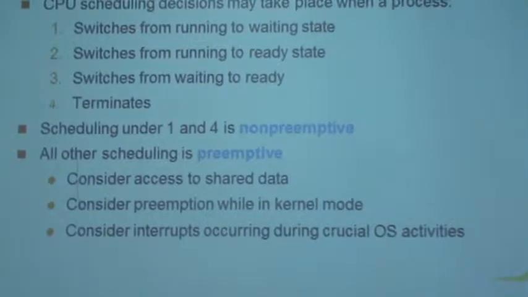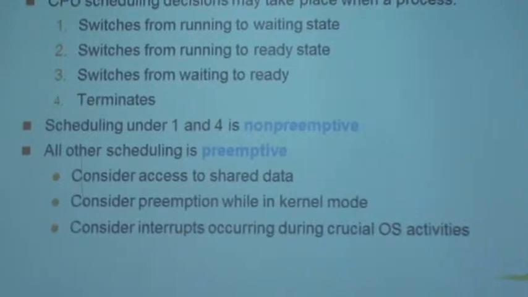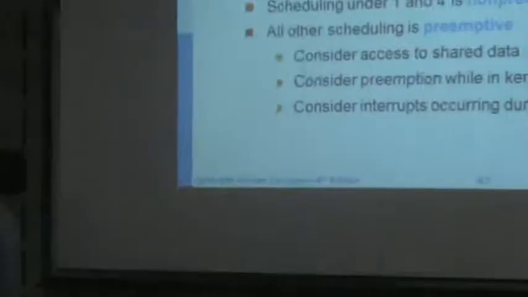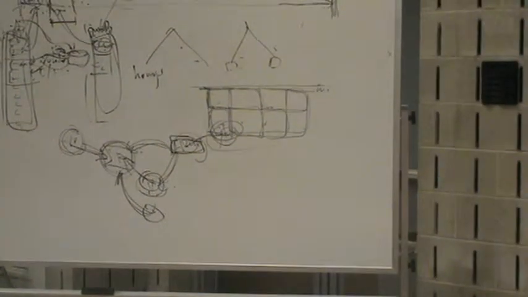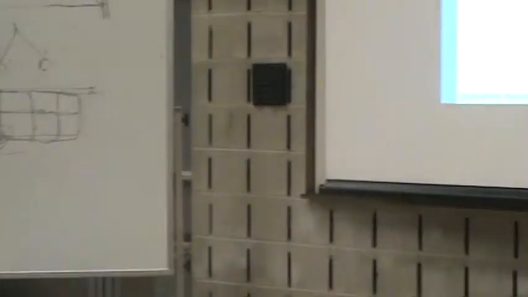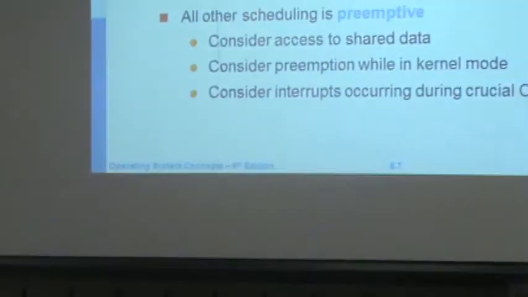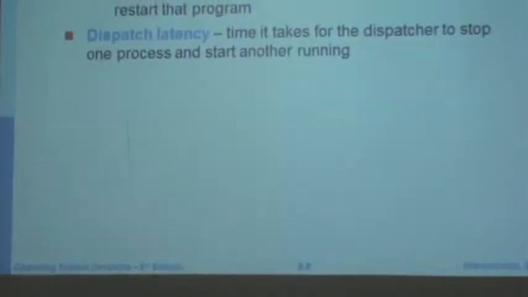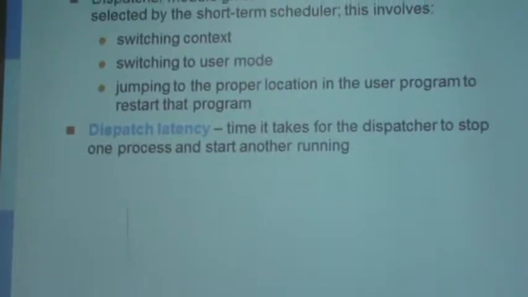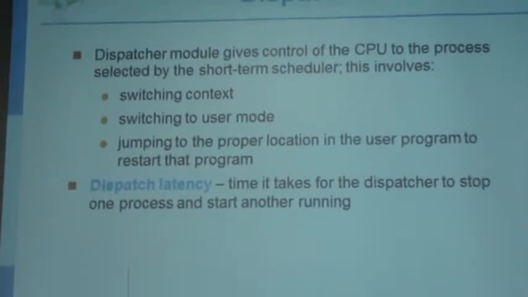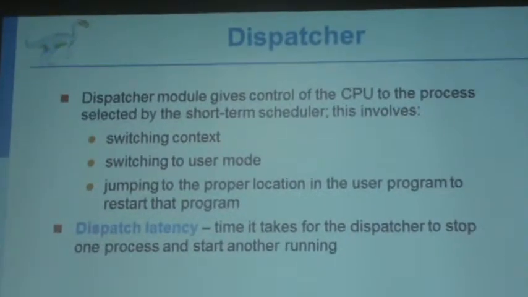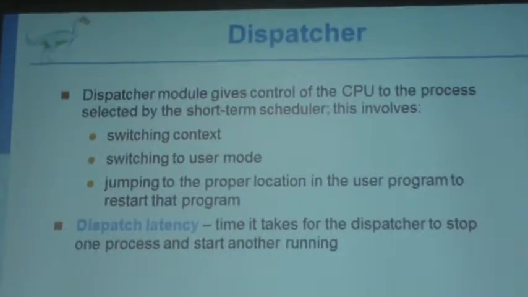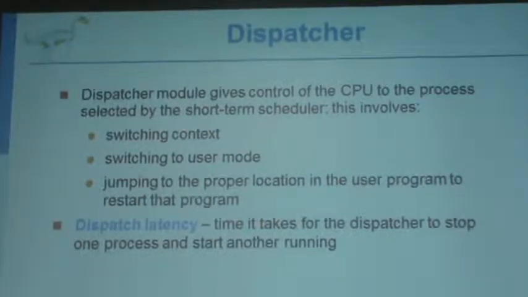Or the other two or three, or in case a new process is coming into the ready queue, it is preemptive. At that time, you need to consider the access of shared data and some other conditions. So we need to implement the dispatcher. The dispatcher is a part of scheduling that selects the next process. Actually, the overall CPU scheduling algorithm is mostly a dispatcher algorithm.